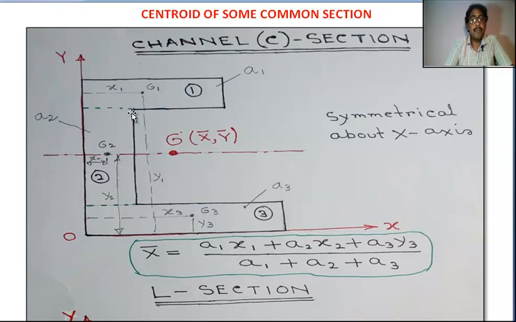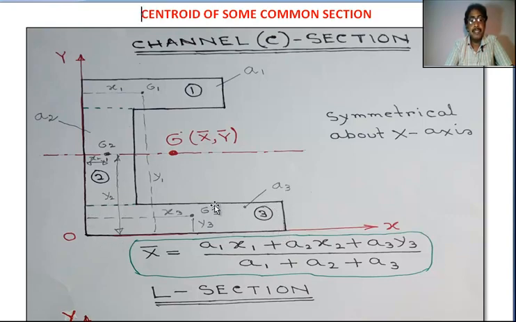G2 is the centroid of that area. Distance of G2 from y-axis is x2. Distance of G2 from x-axis is y2. Okay.